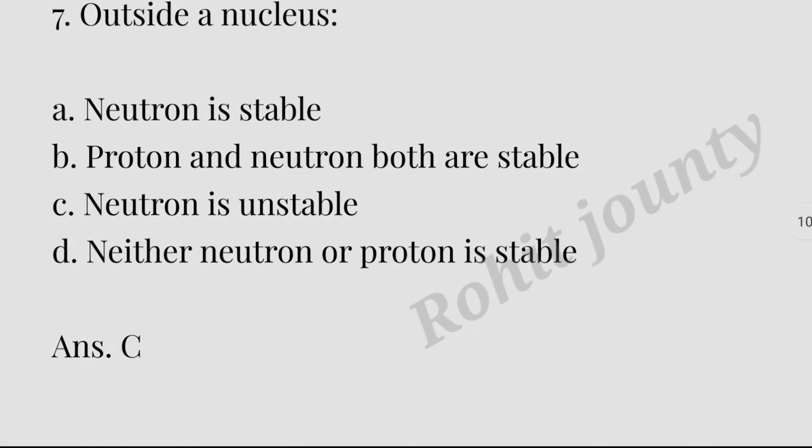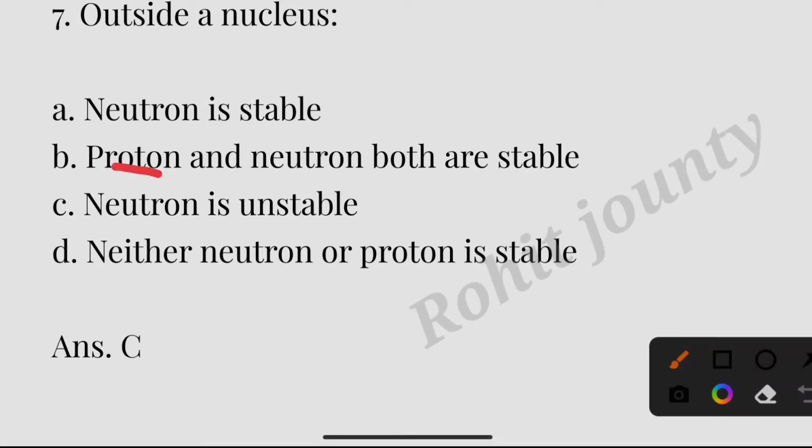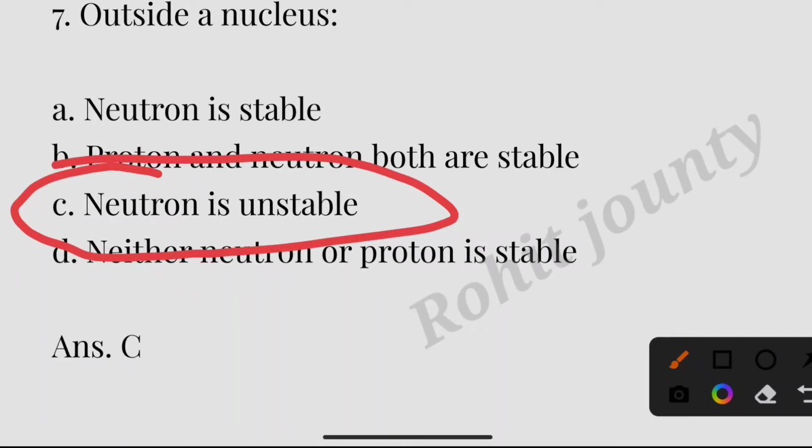Question number 7. Outside a nucleus, option A: neutron is stable. Option B: proton and neutron both are stable. Option C: neutron is unstable. Option D: neither neutron nor proton is stable. The correct answer is option C: neutron is unstable.